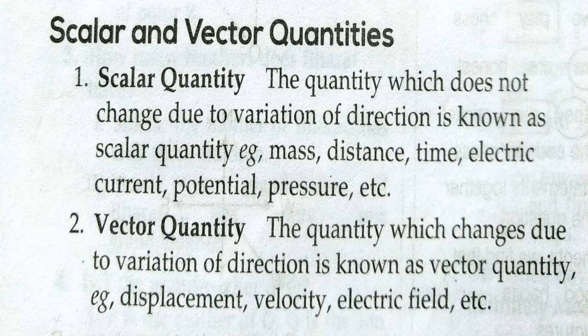Vector quantity. The quantity which changes due to variation of direction is known as vector quantity. Examples: displacement, velocity, electric field, etc.